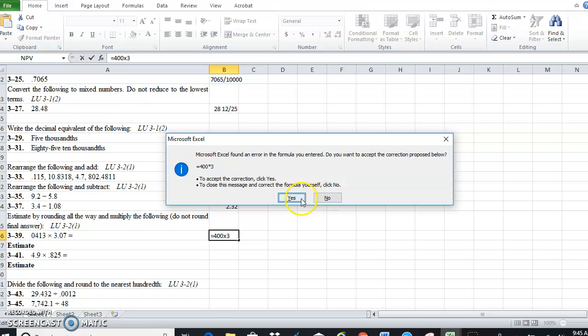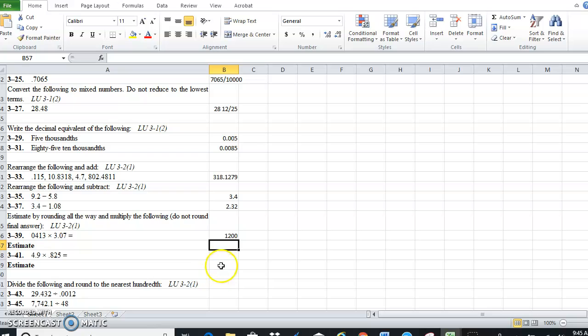Oh. Yes, I do want to accept this correction. Remember, in Excel, X does not mean times, the asterisk means times. And then we'll do this again. 4.9 we estimate to be 5. 5 times 0.825 becomes 0.83, which becomes 0.8. Okay.